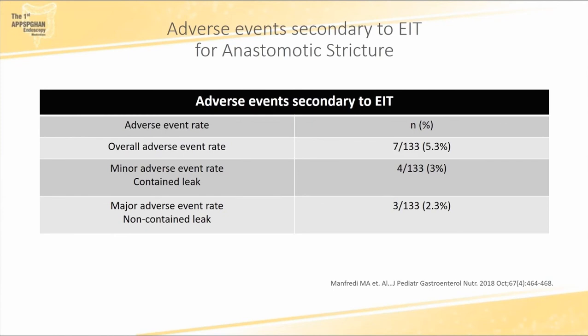Now, EIT is not without risk. We report an overall adverse event rate of 5.3%. Now, when we break this down, 3% of these were small contained leaks that didn't require any additional therapy other than conservative treatment. We did have, in 2% of the times, a more free-flowing, non-contained leak that did require either stenting or a wound vac. So definitely the risk is higher than typical balloon dilation.